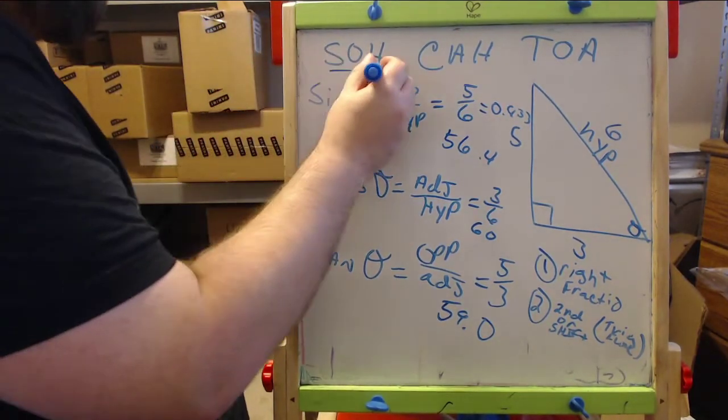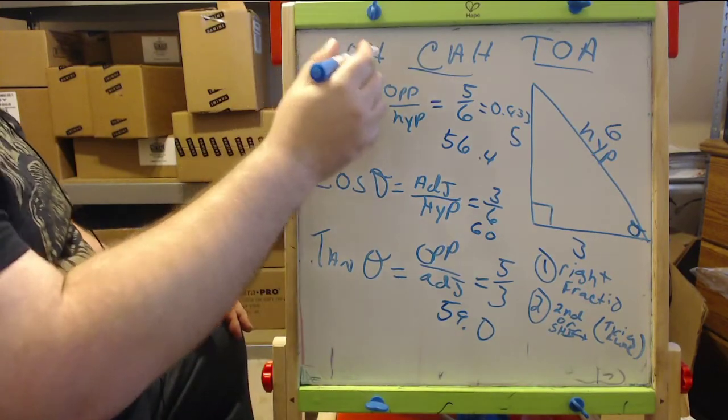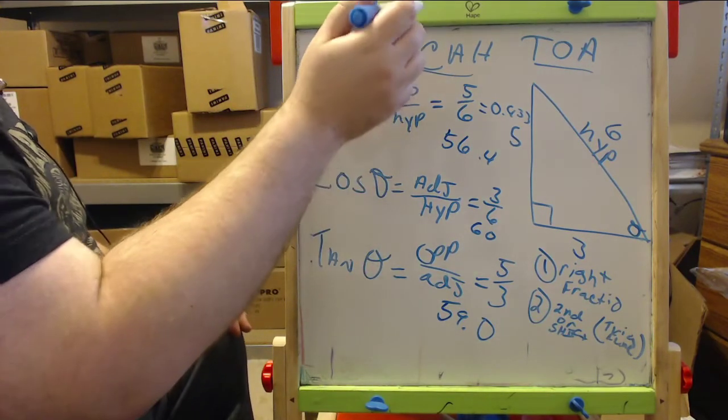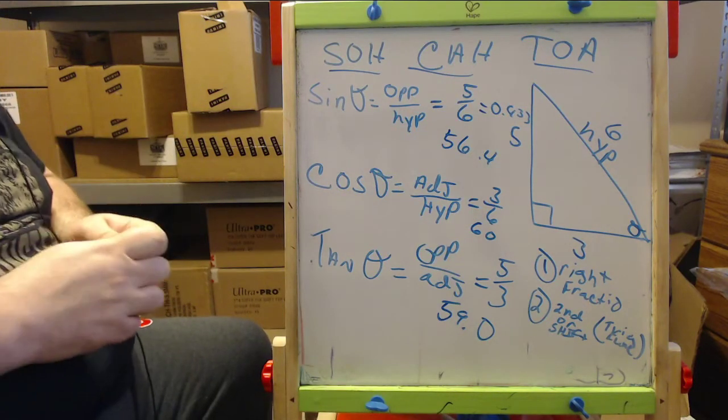So, SOHCAHTOA. Sine is opposite over hypotenuse. Cosine is adjacent over hypotenuse. Tangent is opposite over adjacent.